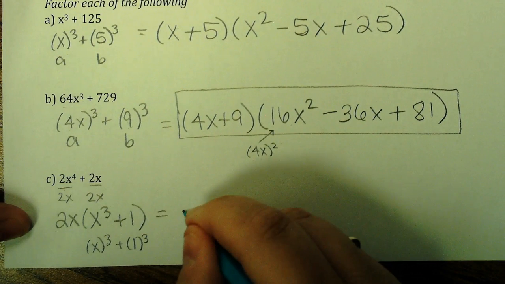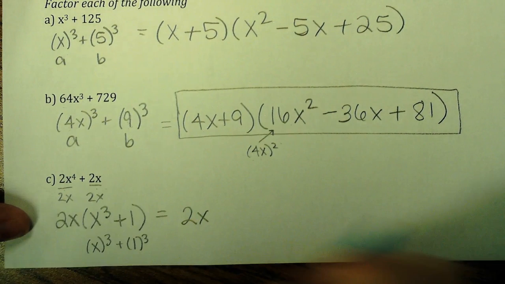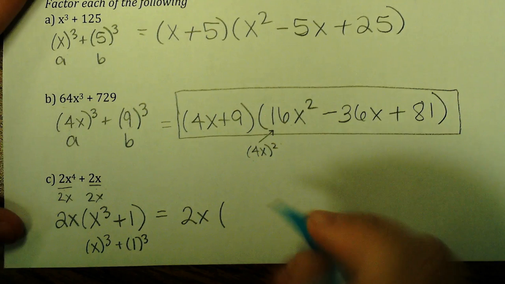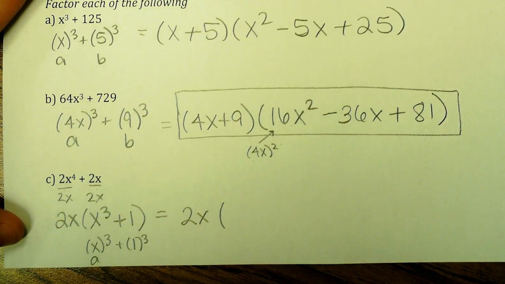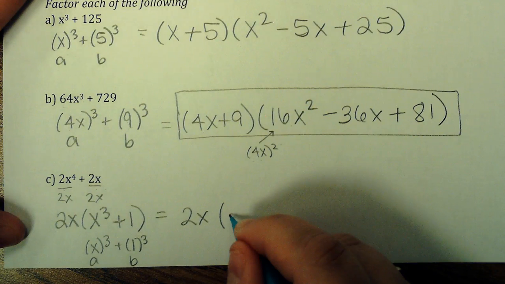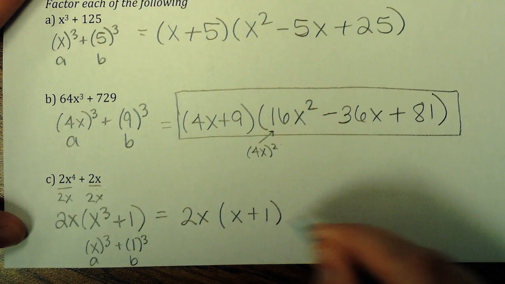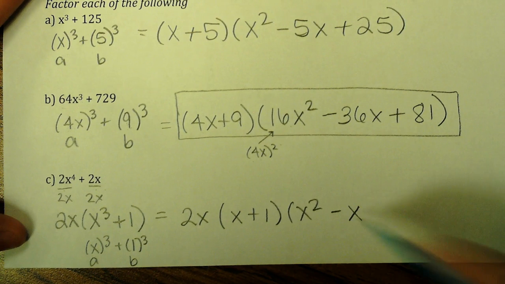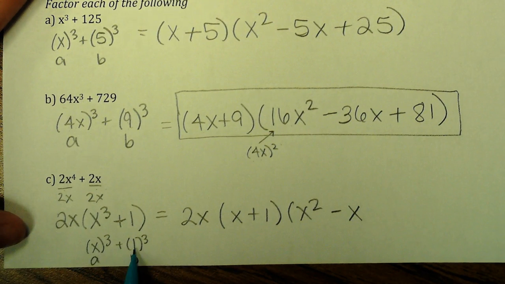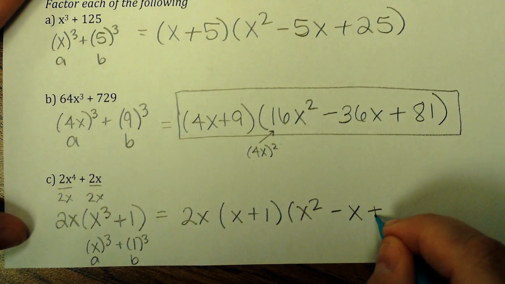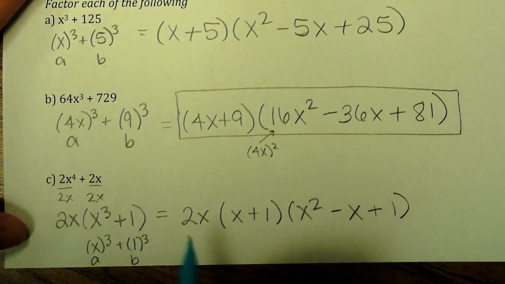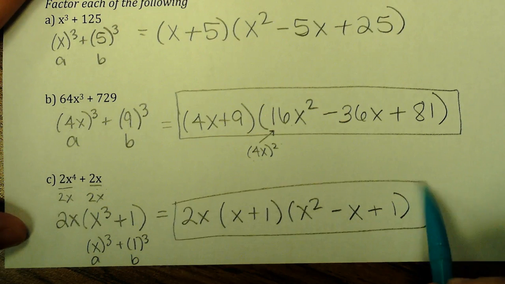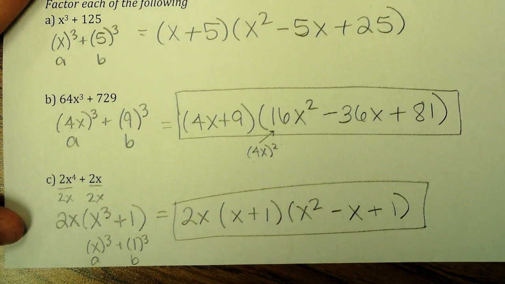Now when we're writing the factored form, that 2x has to stay out in front. So my a is going to be replaced with an x, and my b is going to be replaced with the 1. So I have x plus 1, times x squared minus 1 times x, which is just minus x, and then 1 squared. Don't put 2; 1 times 1 is 1. So this would be your completely factored form.